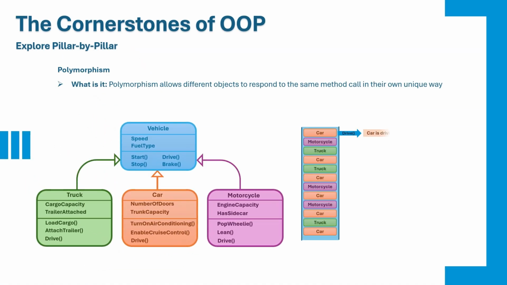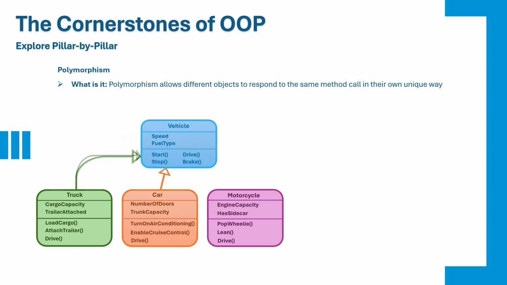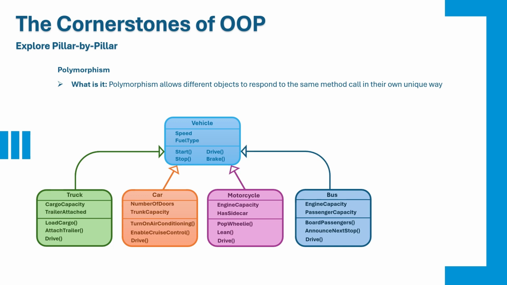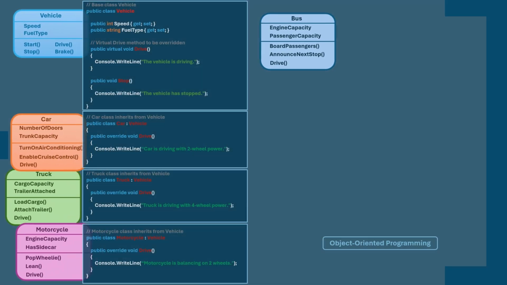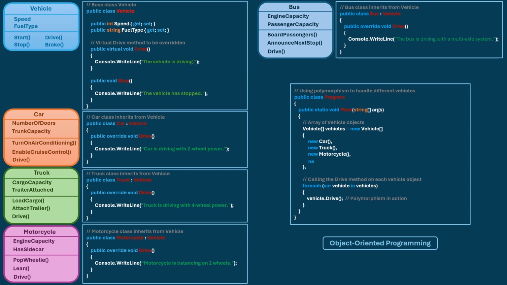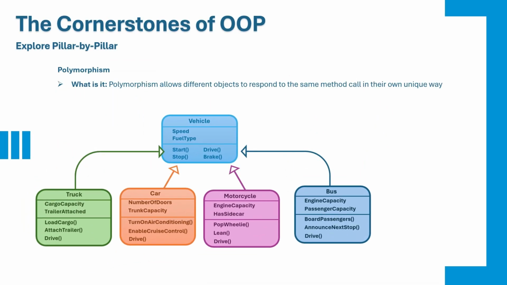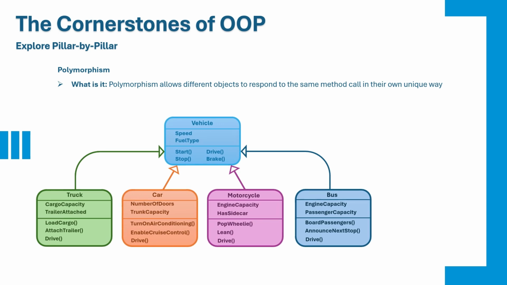When you are looping through different types of vehicle objects, each one runs its own version of the drive method. This is polymorphism in action. You can treat all vehicles as instances of the same base class, but each behaves according to its specific type. Best of all, when you need to add a new vehicle type, say a bus, you don't need to modify the existing logic in your code. Simply create a new class that inherits from vehicle and override the drive method. Polymorphism ensures that your code stays flexible and scalable as your program evolves.